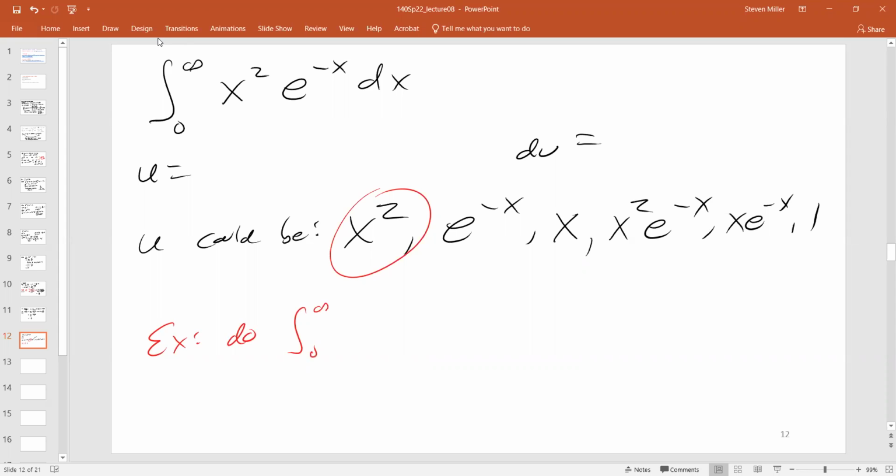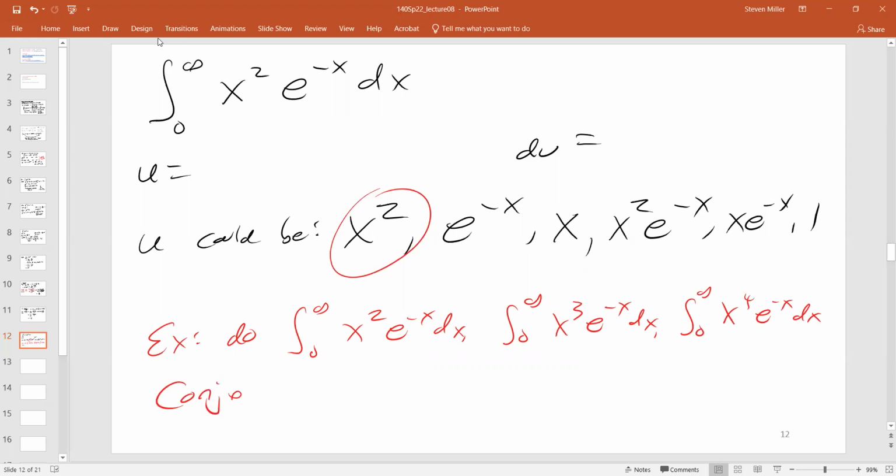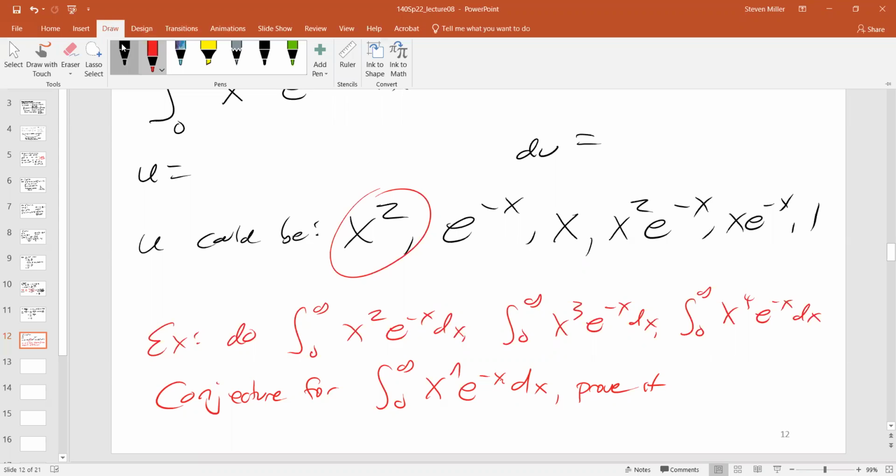do the integral from 0 to infinity of x squared e to the negative x dx, the integral from 0 to infinity of x cubed e to the negative x dx, the integral from 0 to infinity of x to the 4th e to the negative x dx. Make a conjecture for the integral from 0 to infinity of x to the n e to the negative x dx, and prove it. It turns out these integrals are extremely important, and they are related to a sequence of numbers you should have hopefully seen in probability. But the whole point is trying to figure out what you want to do.